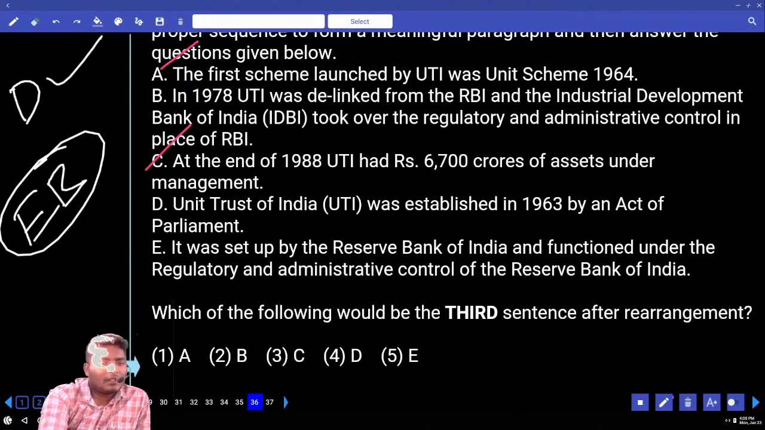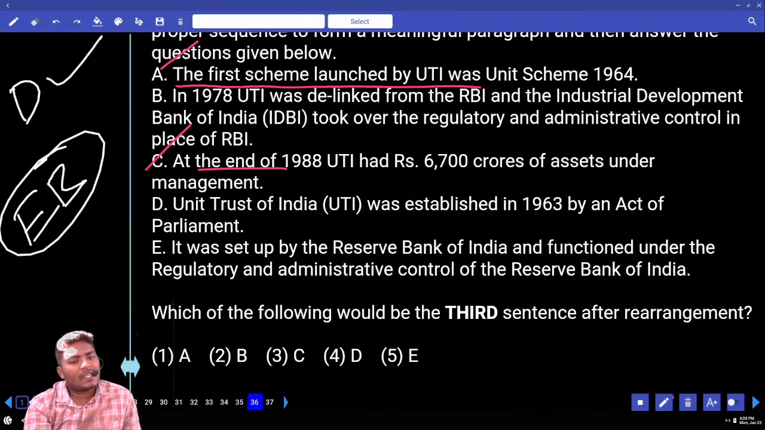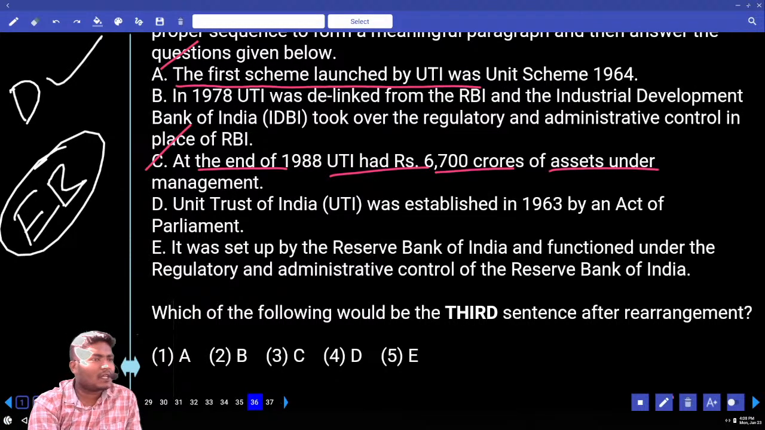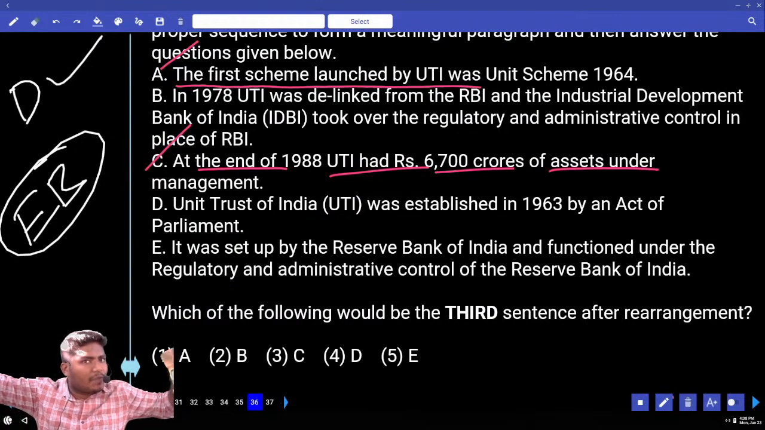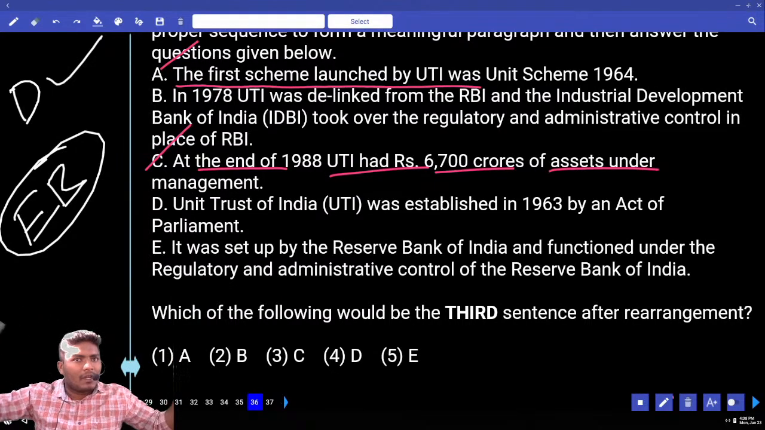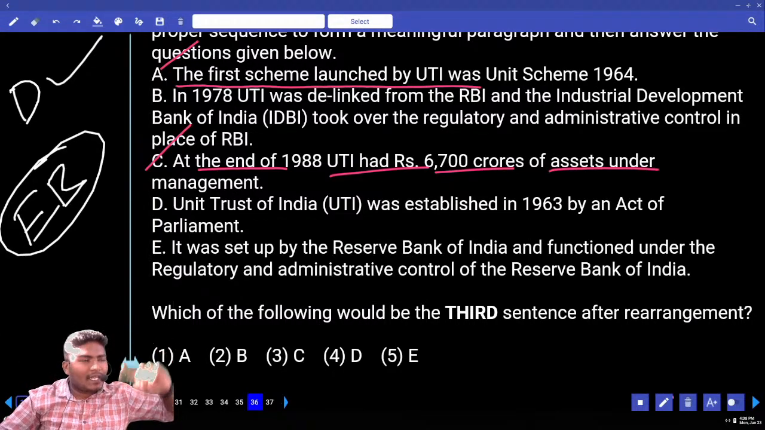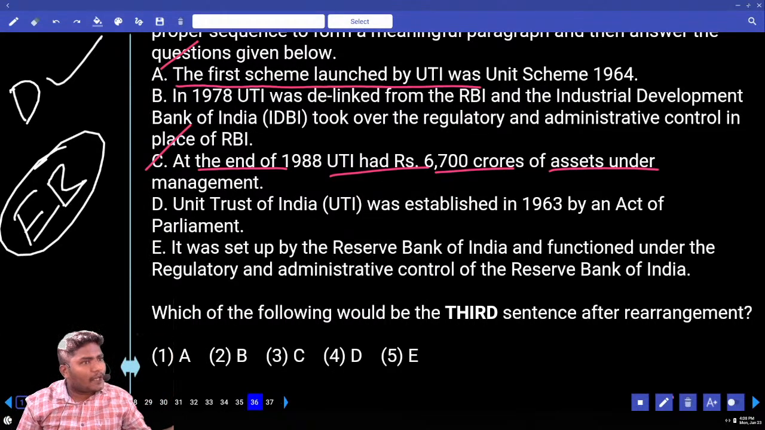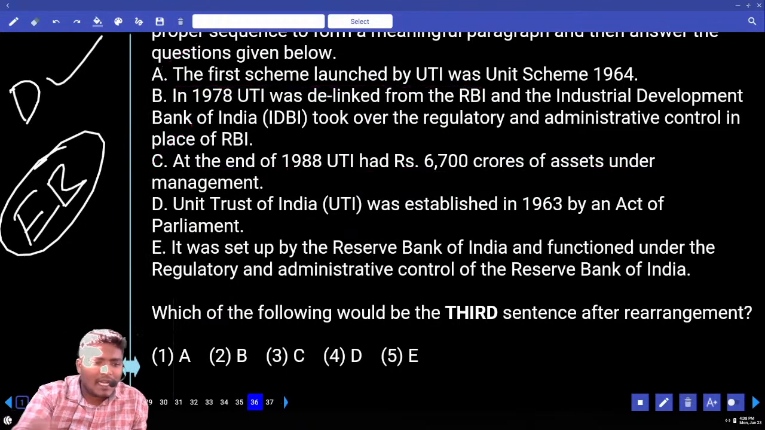Now tell me your answer. In A, it is the first scheme launched by the UTI, and in C, we are speaking about at the end of 1988, UTI had rupees 6,700 crores of assets under management. Means finally, we are speaking about the beginning part and also the ending part, like the establishment time and also the ending time. Now, can we use ending time in the beginning or establishment time in the beginning? Establishment time, later the ending time.